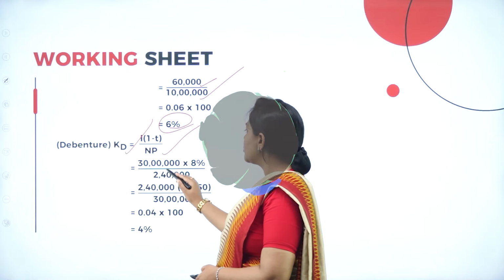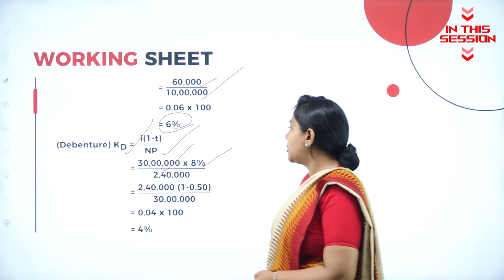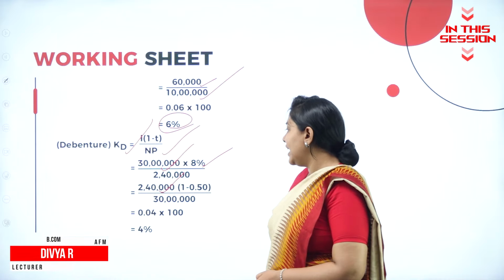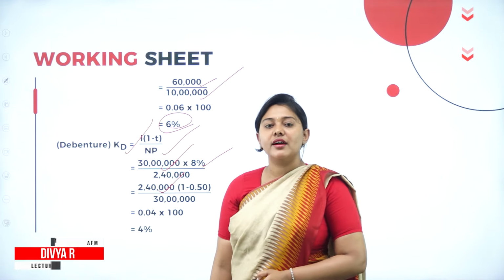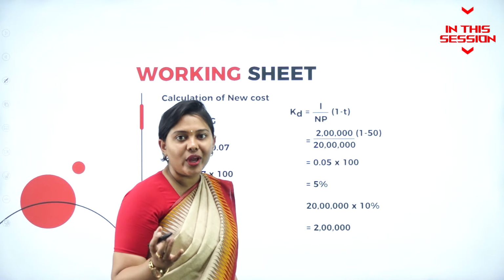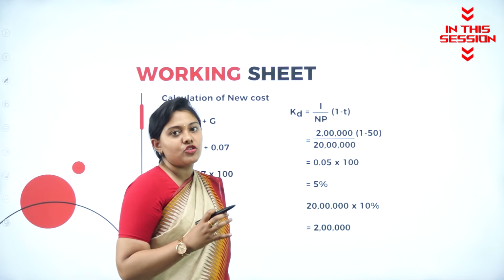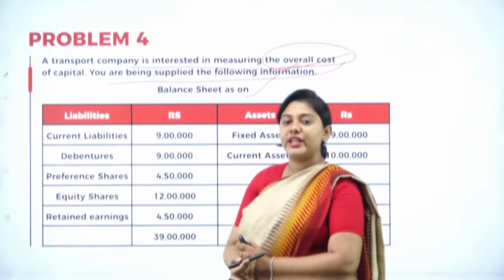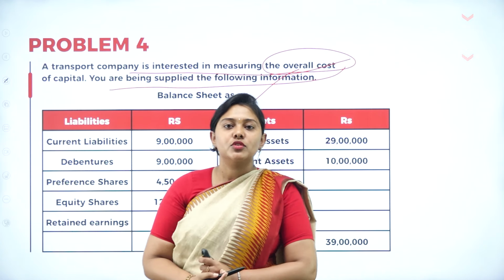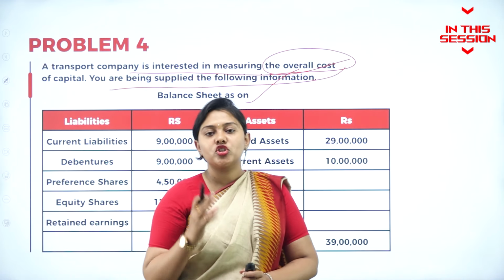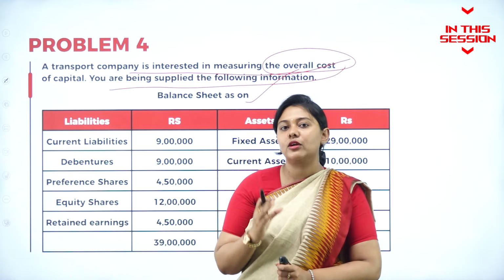What is the interest you get? 30 lakh into 8%, it is 24 lakh. 50% is the tax rate. The company wanted to expand its business, so they are adding new capital to the capital structure, that is the debenture. Whenever the balance sheet is given, what you all have to do? You all have to consider only the relevant information which is required for the WACC computation.